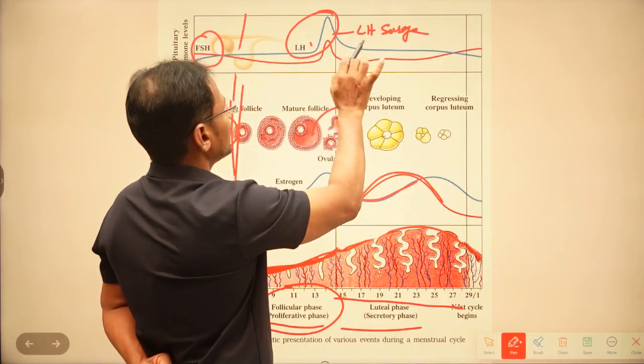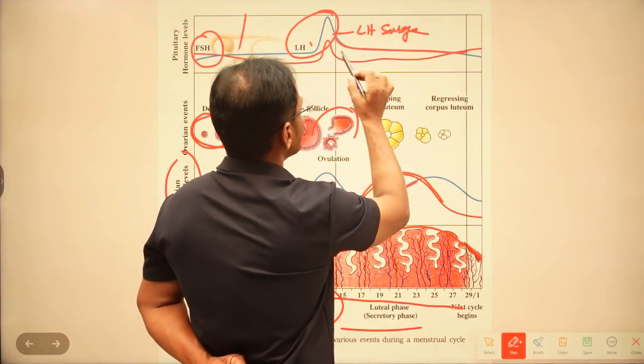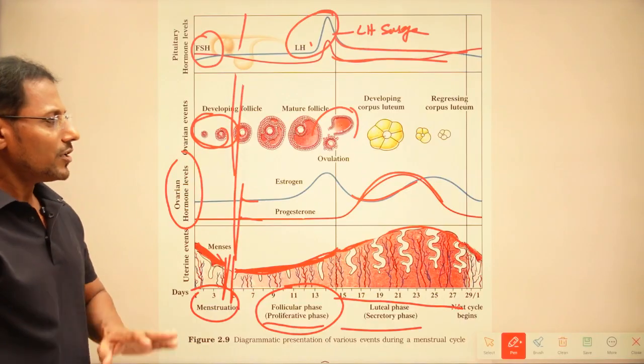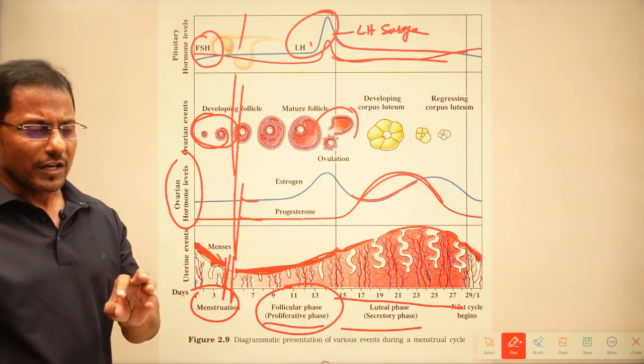If you take follicle stimulating hormone and luteinizing hormone, their levels are coming down. You can observe it very clearly. You must remember the levels of the hormones. The levels of the hormones are very important.